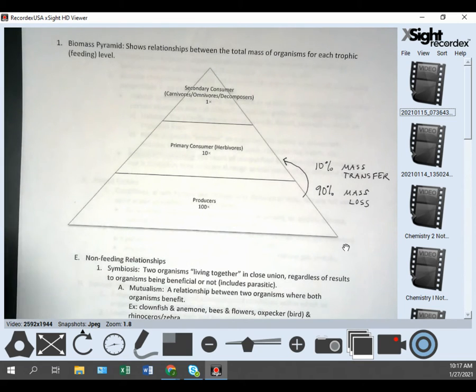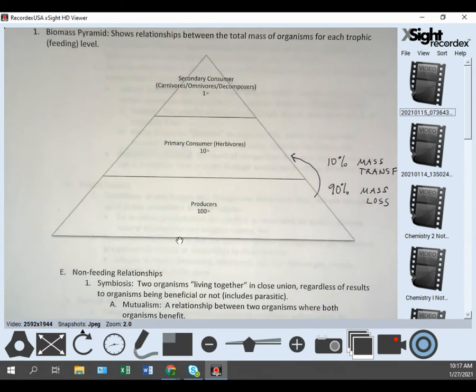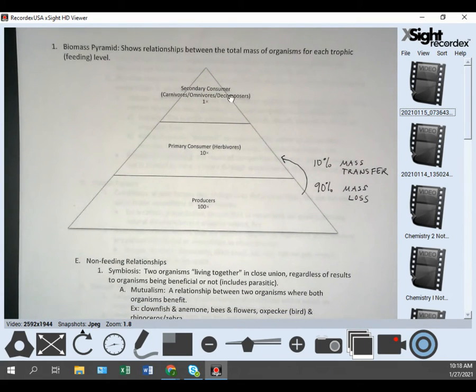Now, why do you think this is? Why do you think there's 100 times, in terms of the mass, 100 times more producers than secondary consumers, or 10 times more than the primary? Why do you think there's so much more at this level? Okay. You're right, there is a lot more, like literally things to eat, at that level. But why?